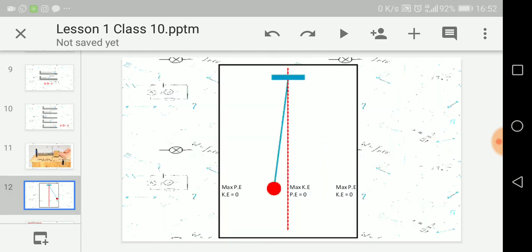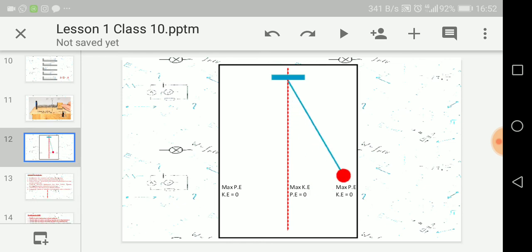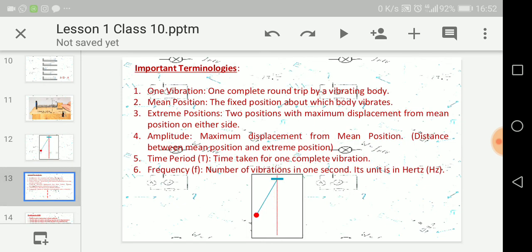Similarly, a simple pendulum oscillates between two extreme positions, and each time it passes through a red dotted line, which is the mean position. And similarly, as happened in the mass spring system, at extreme positions of the simple pendulum the potential energy is maximum and kinetic energy is zero. Similarly, at the mean position, kinetic energy is maximum and potential energy is zero. And here the potential energy is gravitational potential energy.